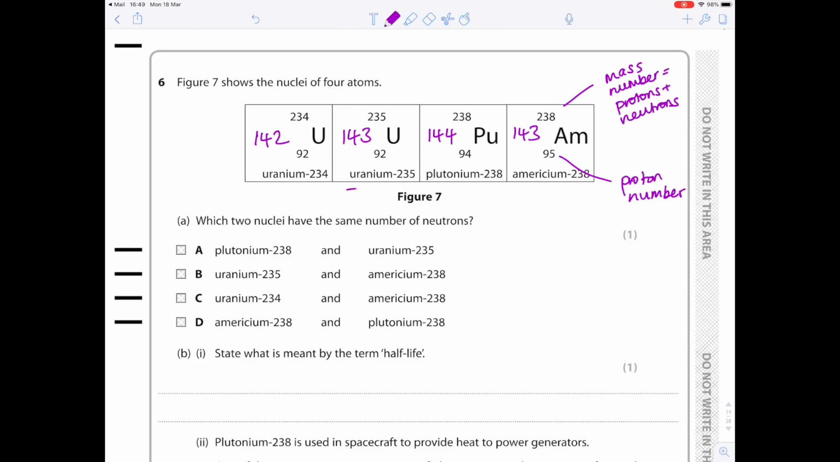So which two are the same? Obviously this one, uranium-235, and americium-238. So make sure you actually pull out the right option here. That is option B.